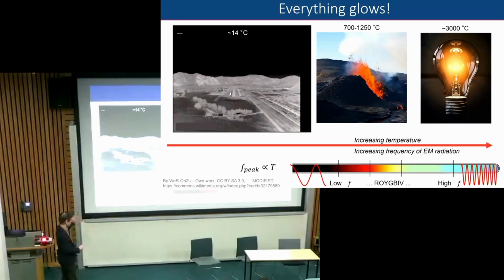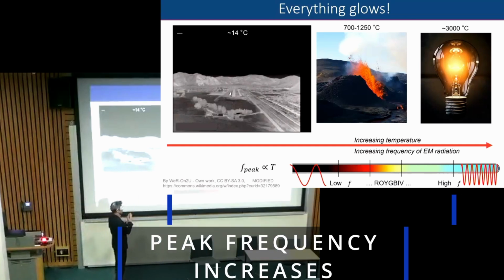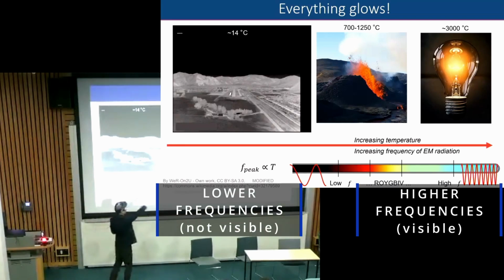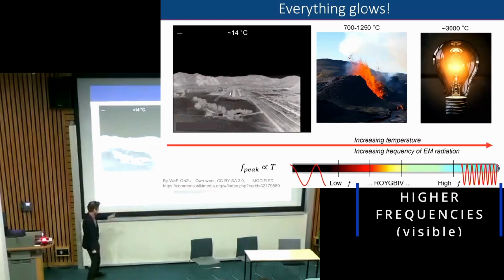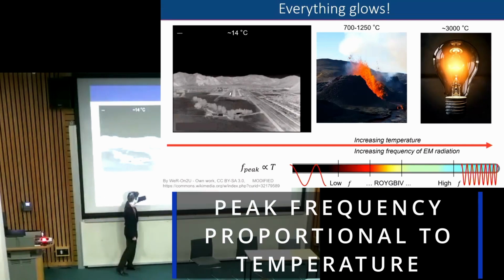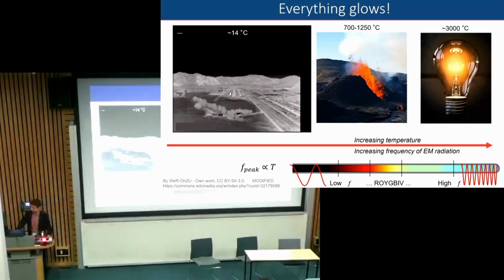So what we see is this observation that as you increase the temperature of an object, such as a light bulb, lava, planet Earth, or the sun, the peak emission of electromagnetic radiation also goes up. And so that's why we have the lower frequencies there, not visible, through to the more visible wavelengths. So therefore, the peak frequency of electromagnetic radiation given off by an object is proportional to the temperature of the object. This is what is observed experimentally.